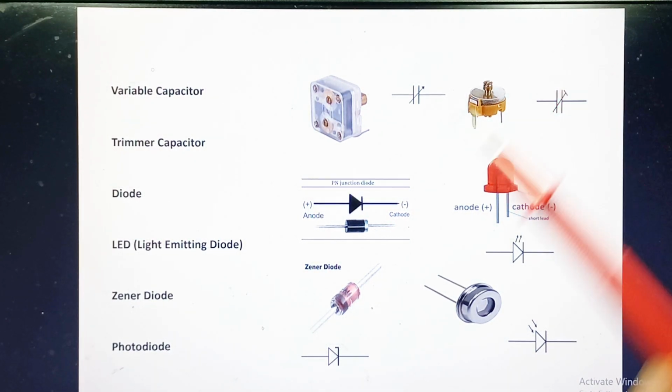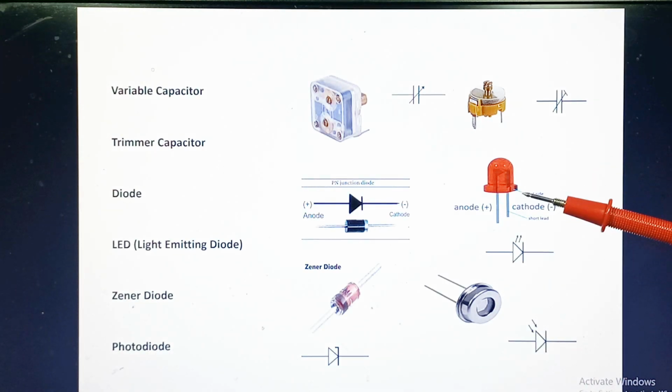The cathode, this one, is the short lead, and there may be a slight flat on the body of round LEDs. LEDs can be damaged by heat when soldering, but the risk is small unless you are very slow. No special precautions are needed for soldering most LEDs.